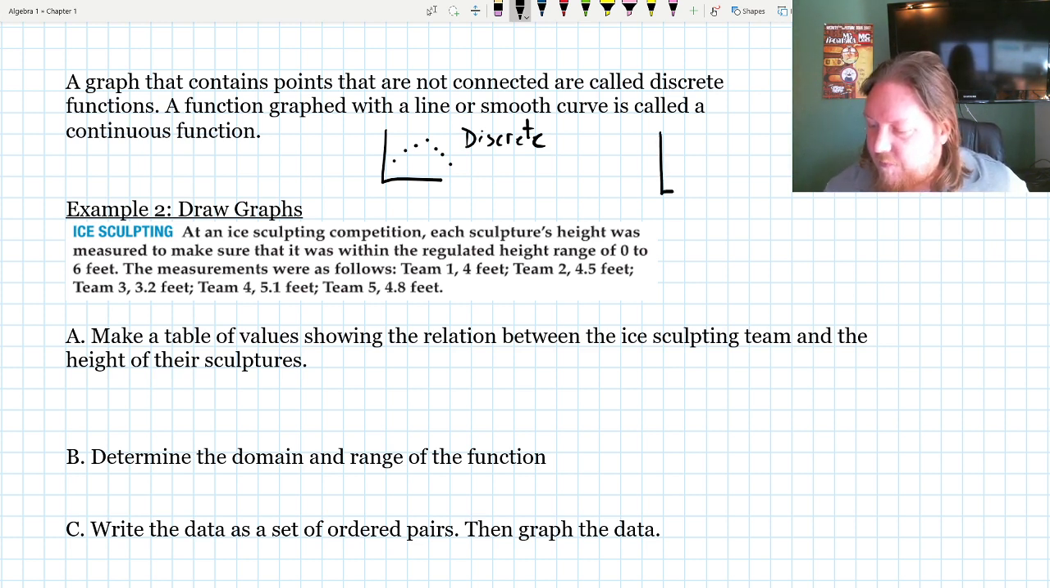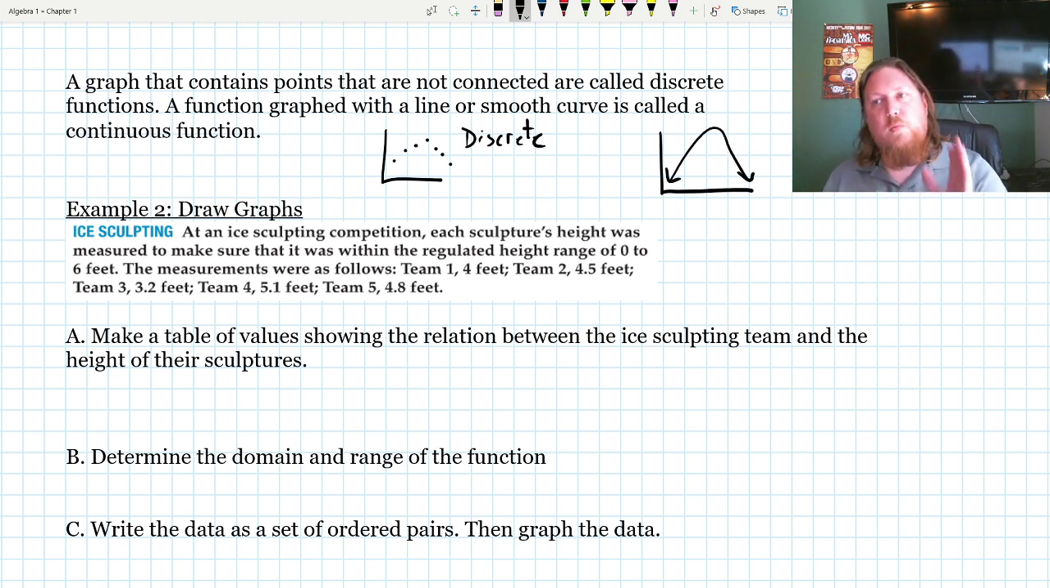A continuous function looks something like this. It's got a nice smooth graph. We might start out with just some discrete points, but then we connect all the dots together. That is continuous. So that's a classification there. When we're looking at a relationship, it's either going to be discrete or continuous. So we just have to think about what the scenario is.